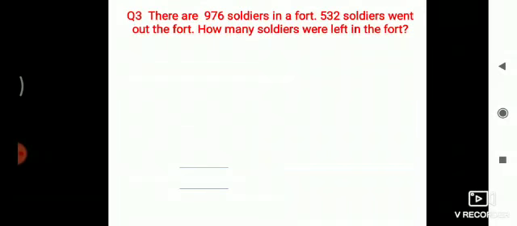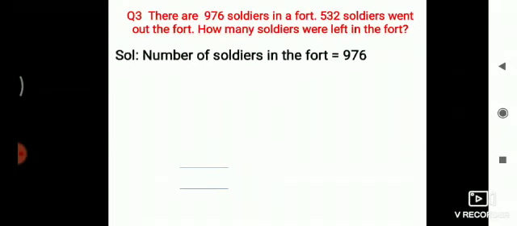Now, question number 3. There are 976 soldiers in a fort. 532 soldiers went out the fort. How many soldiers were left in the fort? Children, here it is given that there are 976 soldiers in the fort and 532 went out. Now, we have to find out the number of soldiers that were left in the fort. In order to find out the number of soldiers left, we will subtract the number of soldiers who went out from the number of soldiers who were there in the fort.